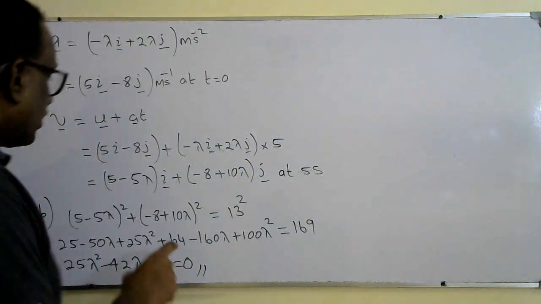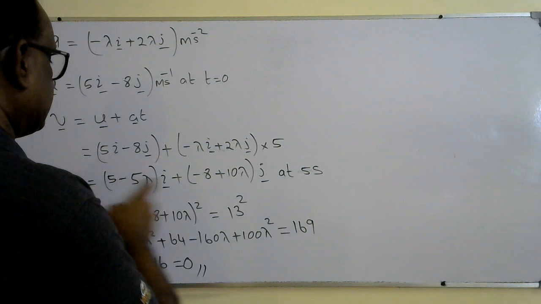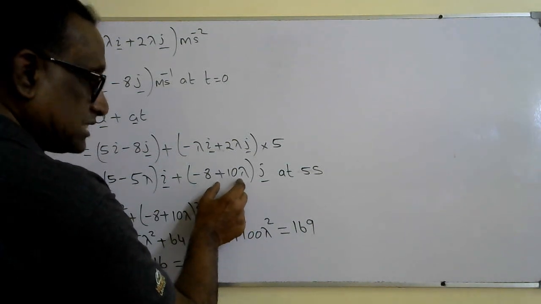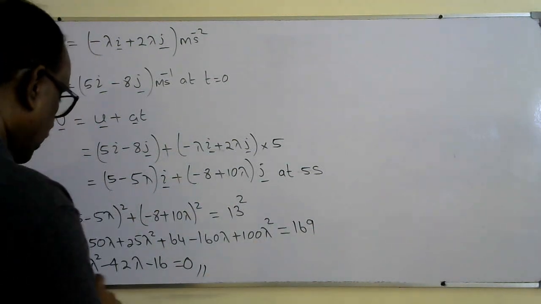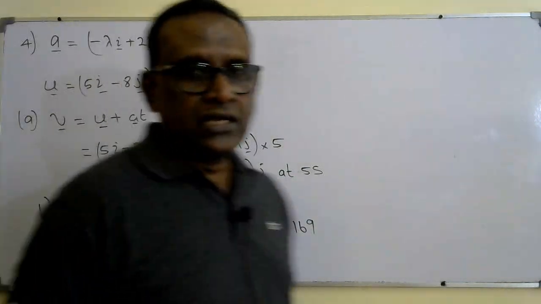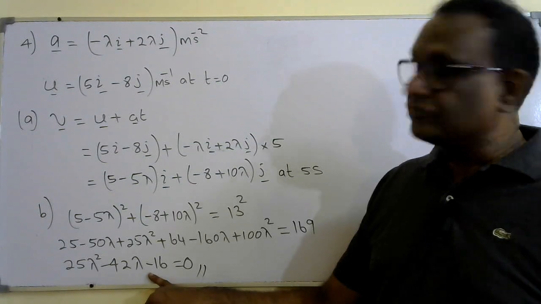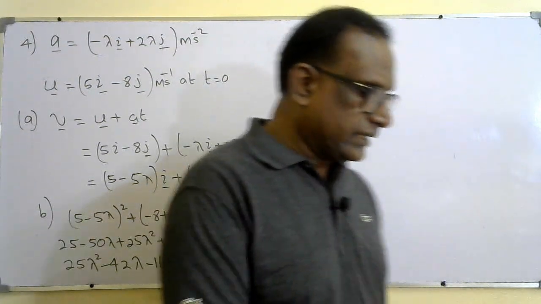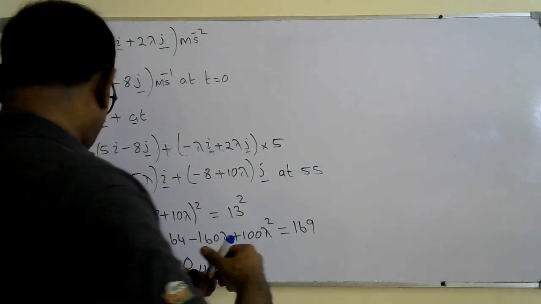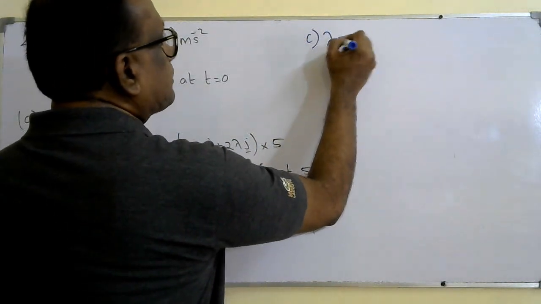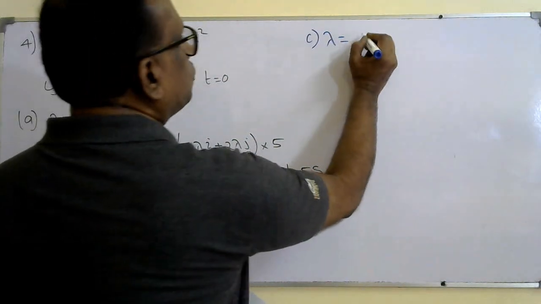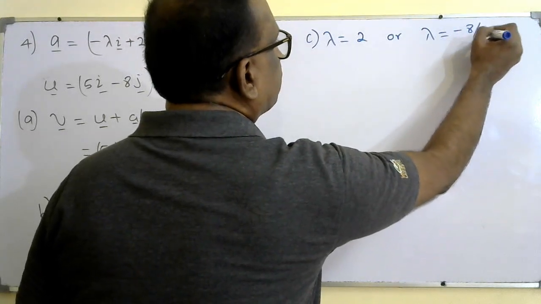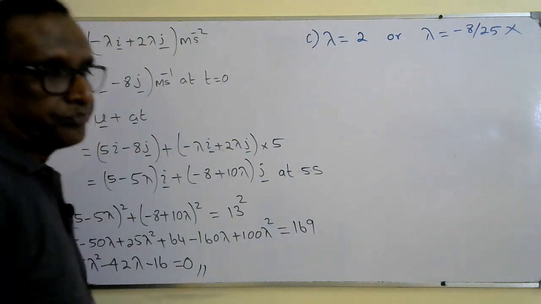We found the velocity vector at 5 seconds, the general equation in terms of lambda. But we know the speed is 13 meters per second, so finally we got this quadratic equation. Lambda is a constant, so by using the calculator we can find the value of lambda. It is a positive value. You will get lambda as 2 or minus 8 by 25. This one we don't take. So lambda is 2.